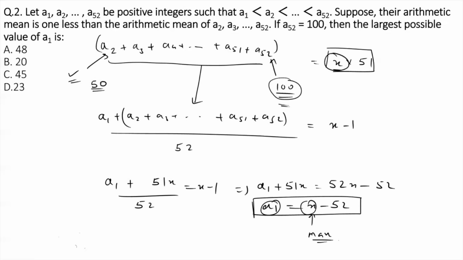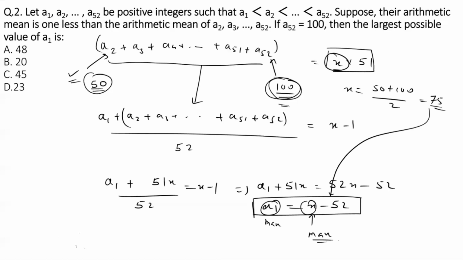Okay, so considering this entire sequence an arithmetic progression, such that a2 is 50, we can get the maximum value of x. So x is now the arithmetic mean of first term plus last term divided by 2. So x is equal to 50 plus 100 divided by 2, that's 75. Putting x as 75 in this equation, the max value of a1 can be calculated as 75 minus 52, giving you the answer 23. So your answer is option D. Max value of a1 is 23.